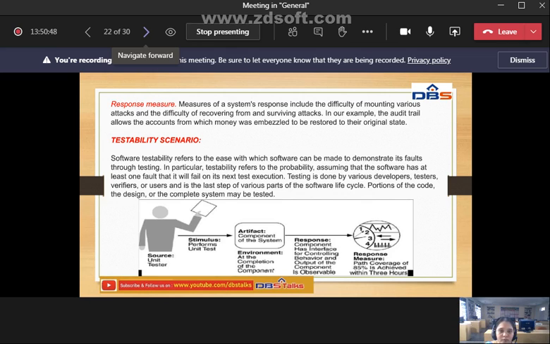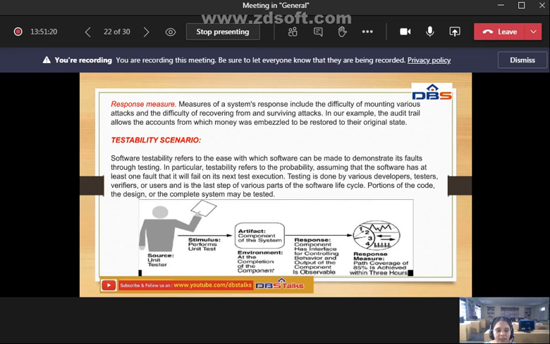Next, response measure. Measures of a system's response include the difficulty of mounting various attacks and the difficulty of recovering from and surviving attacks. In our example, the audit trail allows the accounts from which money was embezzled to be restored to their original state.